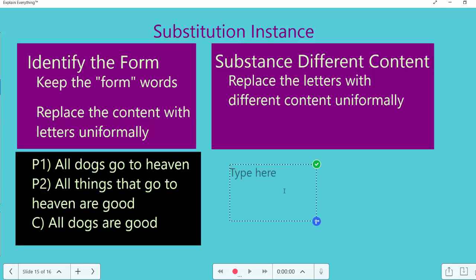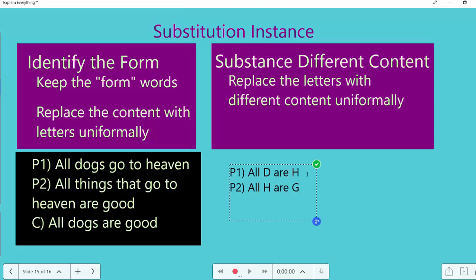So our form word in this case is "all." Let's use D for dogs. So all D are H. So all dogs are things that go to heaven. And that's premise 1. Premise 2: all things that go to heaven are things that are good.